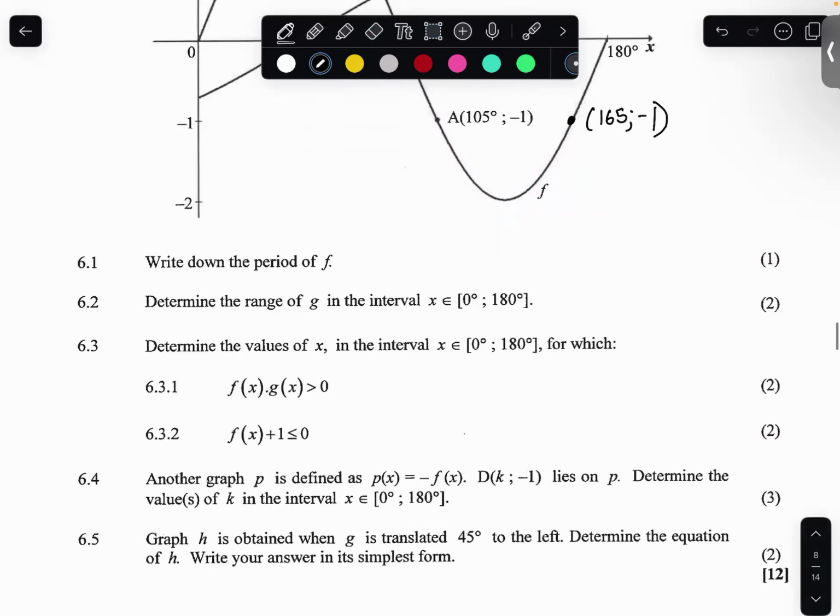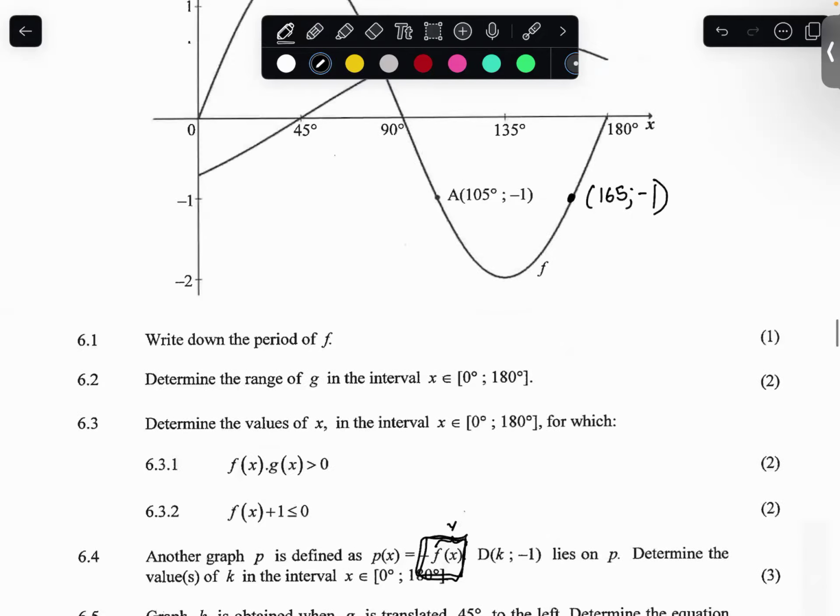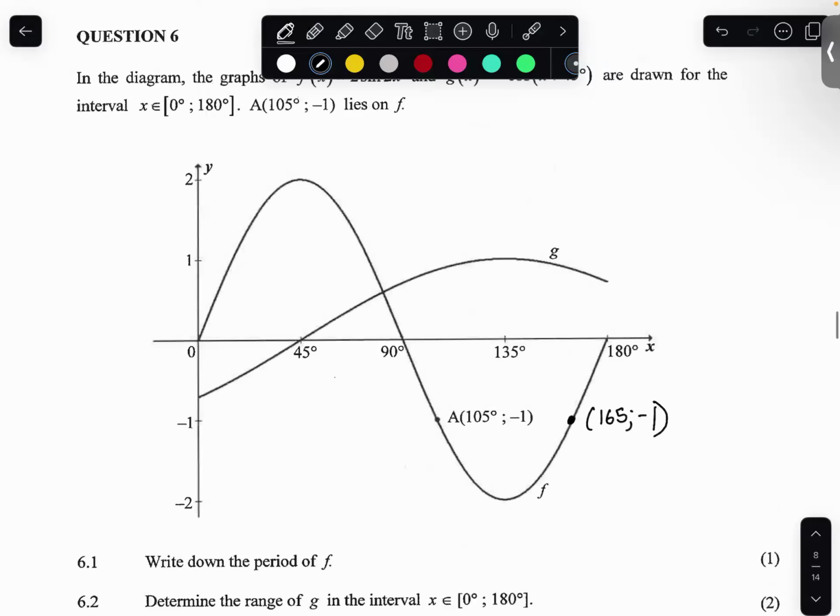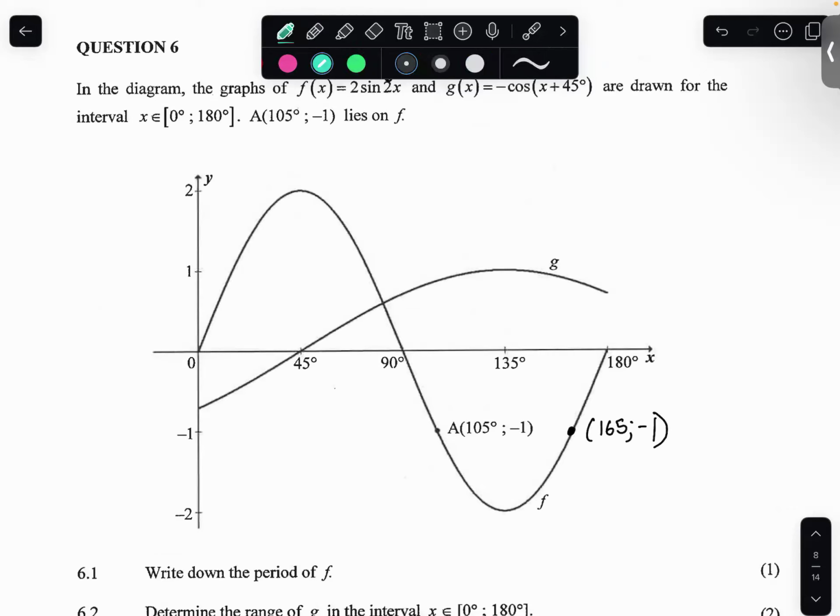This was 165 and minus 1. The next question says, another graph P is defined as P of x is equal to minus f of x, which means the sign of y was changed, because f of x stands for y. And when you change the sign of y, it means that you reflected the graph across the x-axis. So the sign of y was changed, you reflected the graph across the x-axis. So that means that this graph is now going to look like this.